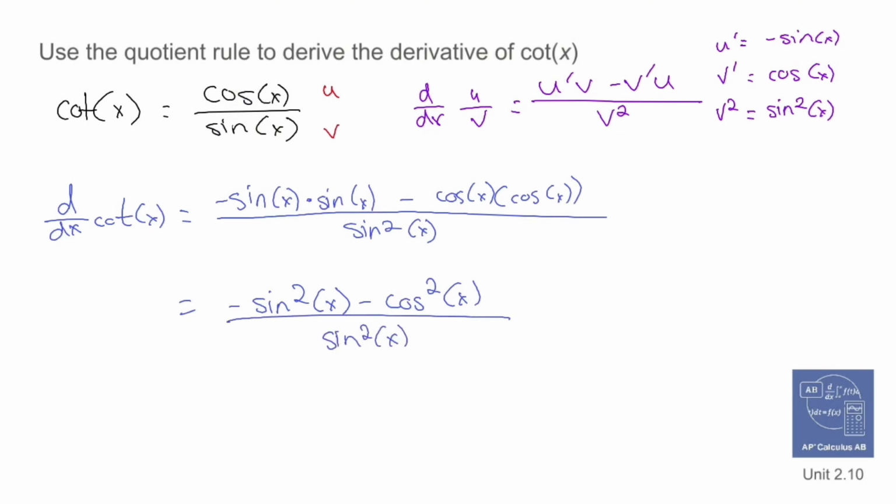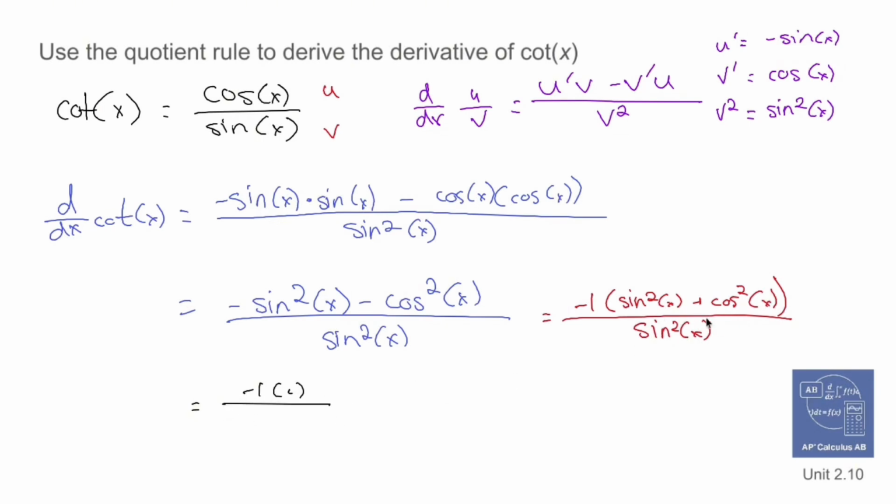Now what I'm going to do is factor out a negative 1 on the top, and I'm going to be left with sine squared x plus cosine squared x. Now why in the blazes would I do that? Well, there's a Pythagorean identity that says that sine squared x plus cosine squared x is just 1. So I get negative 1 times 1 up here over sine squared x.